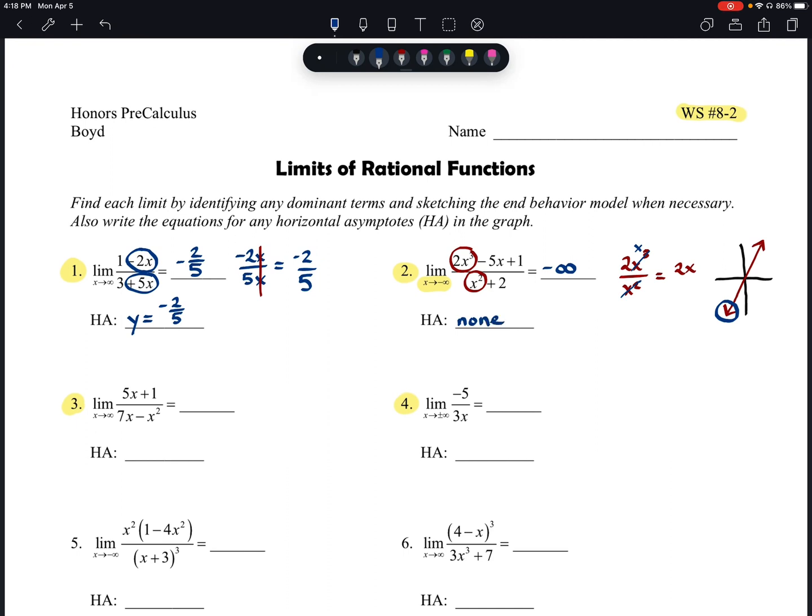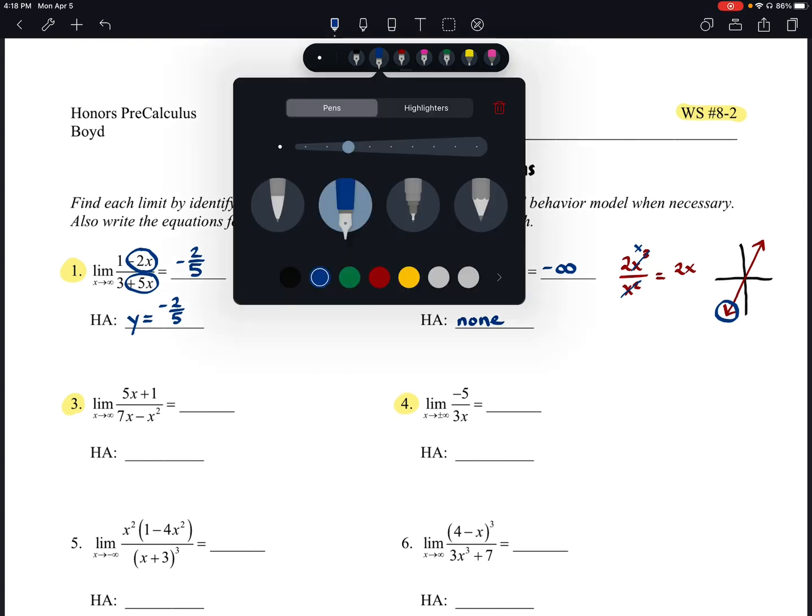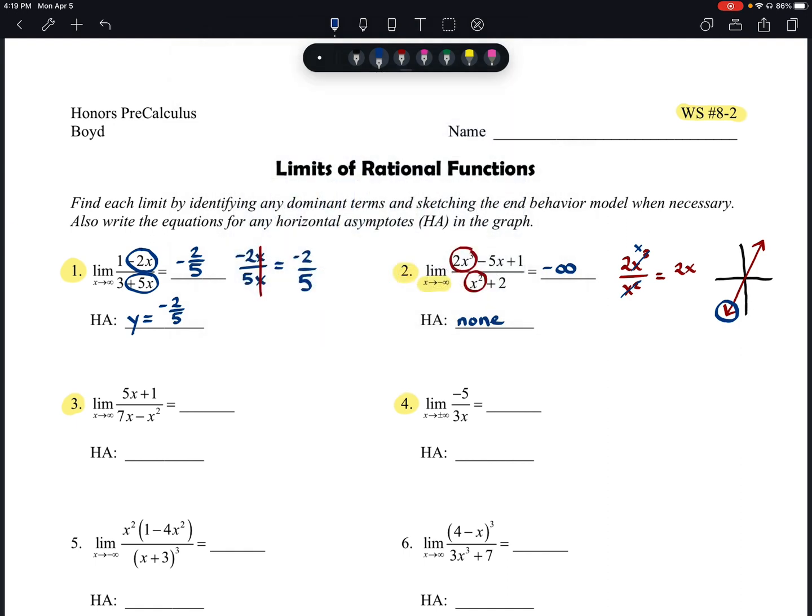Number 3, the limit as x approaches positive infinity of (5x plus 1) over (7x minus x squared). This one's no different than the two problems we just did. Identify our dominant terms. We've got a positive 5x in the top. In the bottom, we have a negative x squared. When we reduce that, we will have a negative 5 over x.